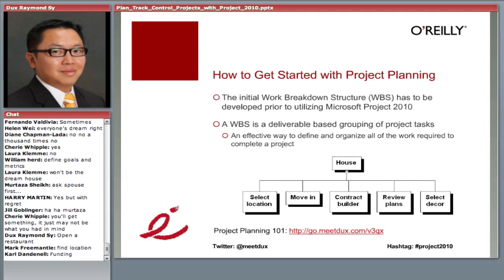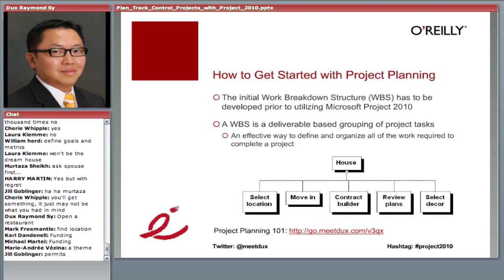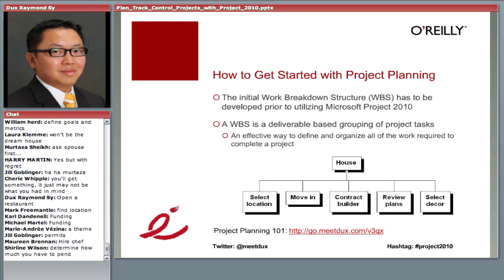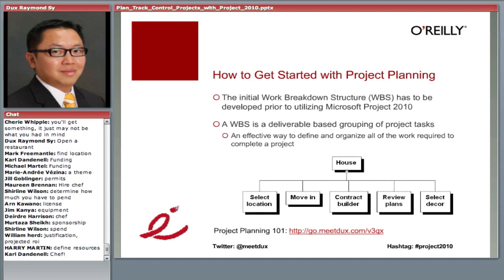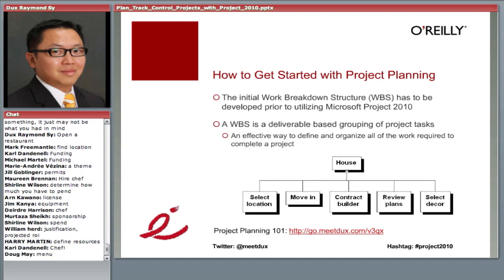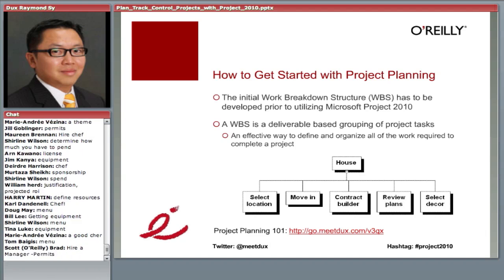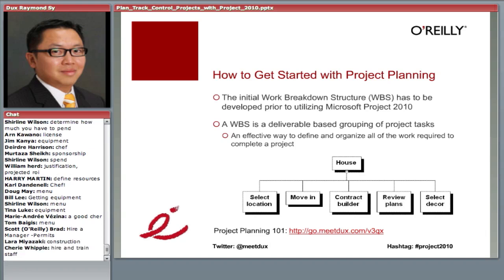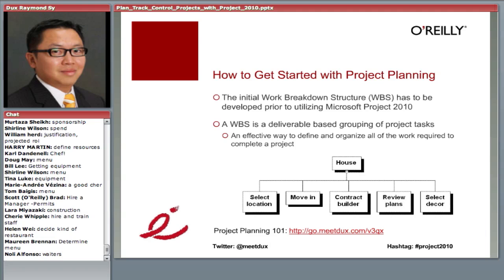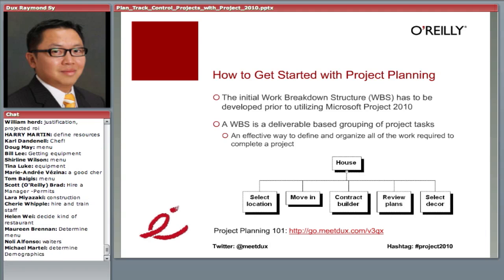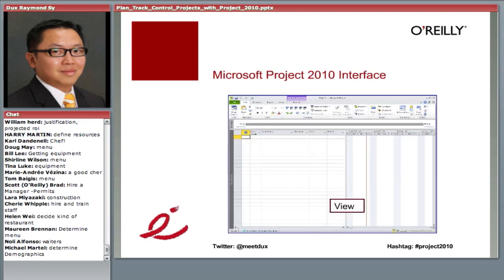Okay, thank you, Mark. Find a location. Funding, very good, Carl. Thank you. Let's see, funding, permits, theme, license. Beautiful, okay. All right, I've got hire chef. Determine how much you pay. Okay, perfect. So we've got all these WBS items. They're good to go, thank you. Let me move on then to the first step. So moving on, if we look at step one, right? If we look at step one, let's see.